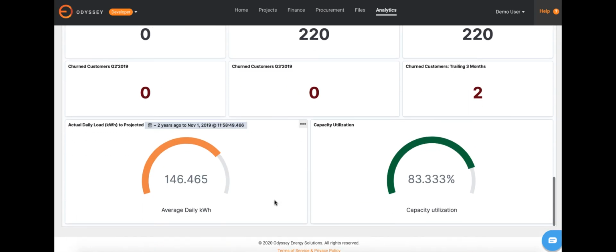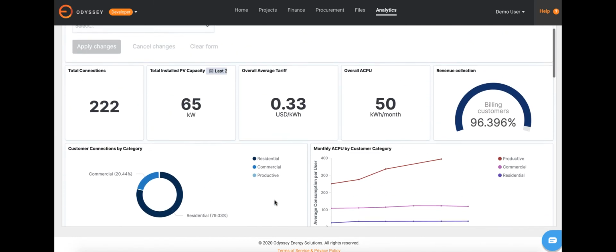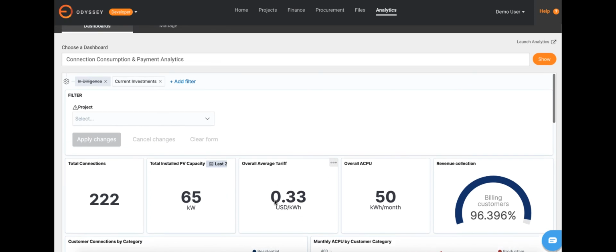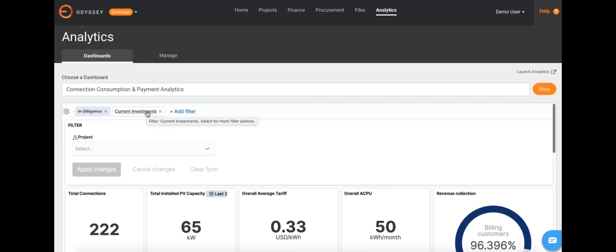In this graph here at the bottom left, actual daily load compared to projections, I'm tying together my original project projections about the average daily load of my customers and comparing that to what I'm actually seeing now that the system is built. I can also change these filters at the top to see how adding a portfolio that I'm diligencing will change my KPIs for my overall portfolio.